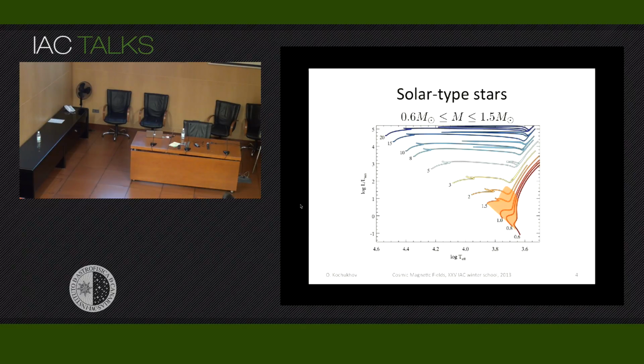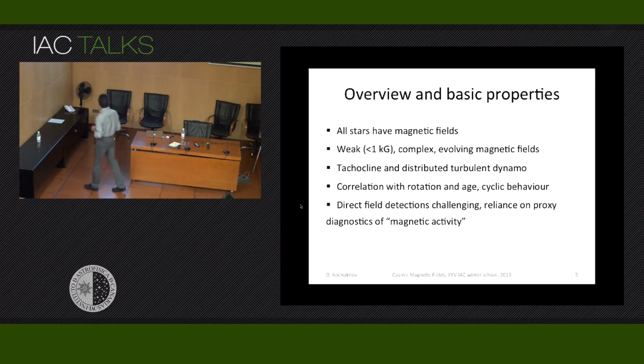So here I'm plotting the theoretical HR diagram. I will use these plots to identify regions which I'm considering. So as an overview of the basic properties of these stars, I can say the following. We assume that all these stars should have magnetic field at some level. They have convective envelopes, so some magnetic field should be generated. They typically have relatively weak field, unless we look inside very small cool spots. So typical fields that we should expect for these stars is well below kilogauss.